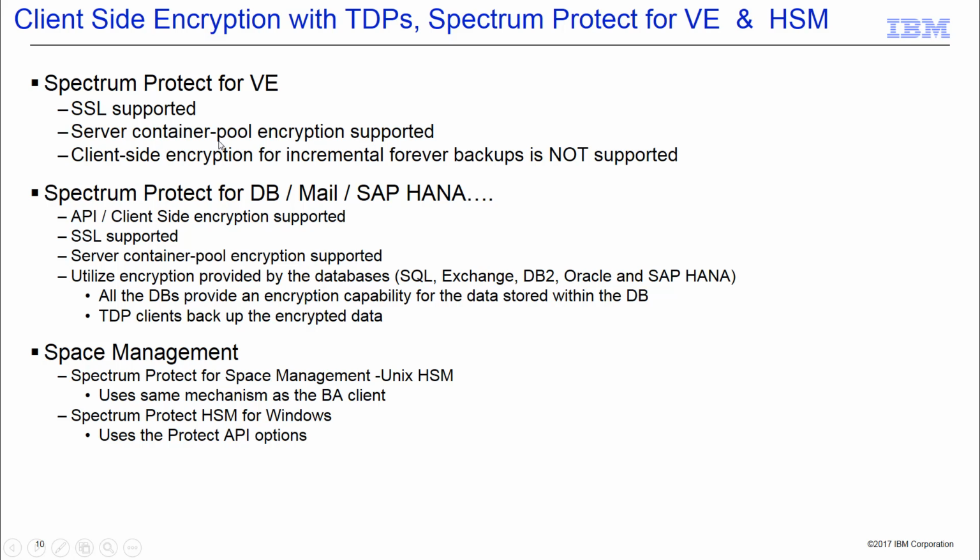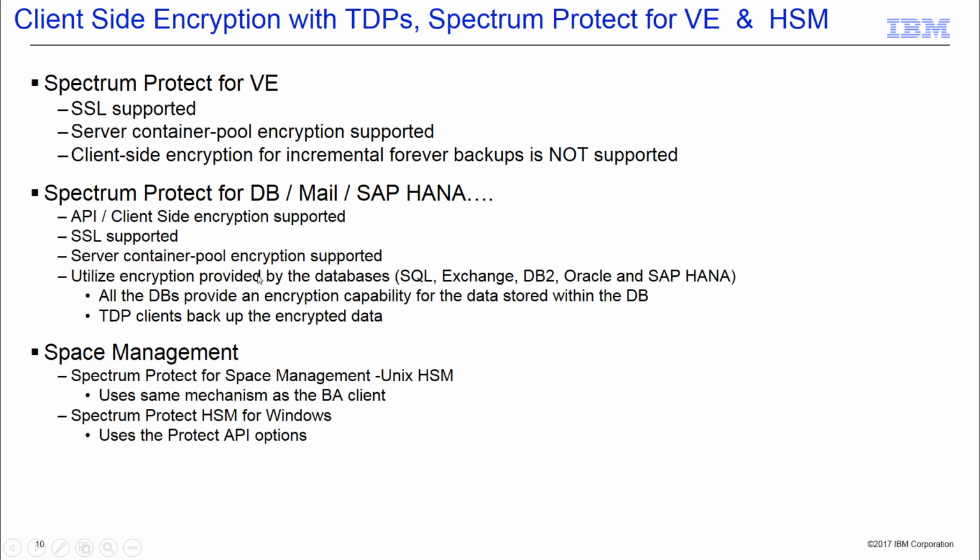For your Spectrum Protect for Databases, Mail, SAP HANA, and so forth, the API does support turning on encryption, so those files will be encrypted prior to being sent to the Spectrum Protect server. We also support SSL, or if you simply want to back up those files and you want the Spectrum Protect server to do deduplication and encryption, that would be supported. Or you could utilize the encryption that's provided by the databases.